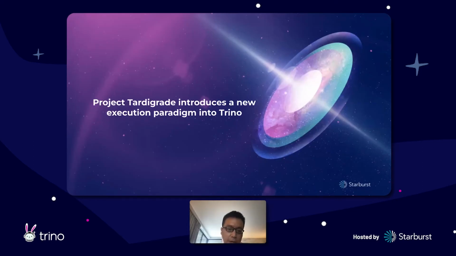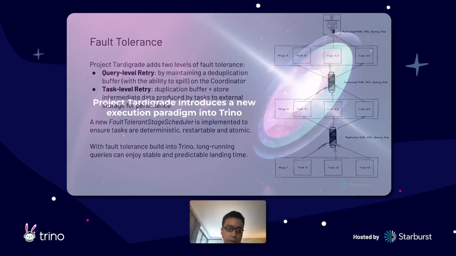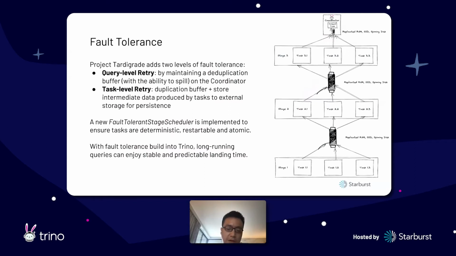So Project Tardigrade introduces a new execution paradigm into Trino. It adds 2 levels of fault tolerance. The first one is query level. By maintaining a deduplication buffer on the coordinator, Trino supports auto restart of a full query in case of transient failures. This enables auto failure recovery for interactive and short-running batch workloads without the need for users to intervene.